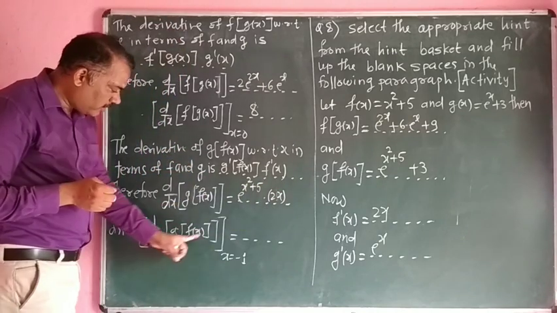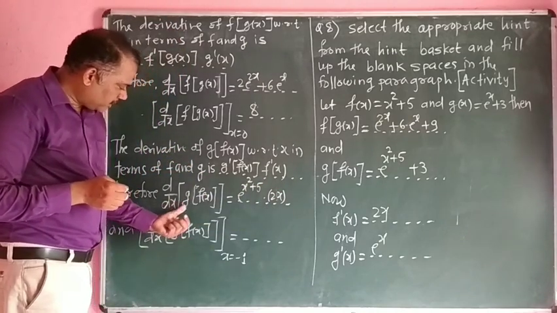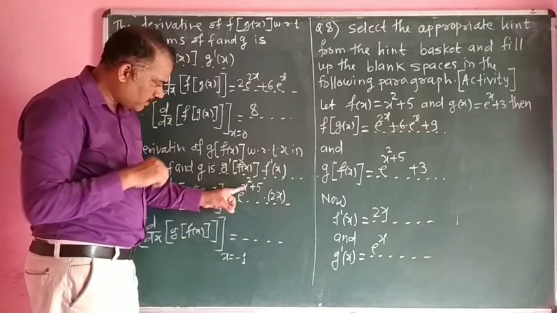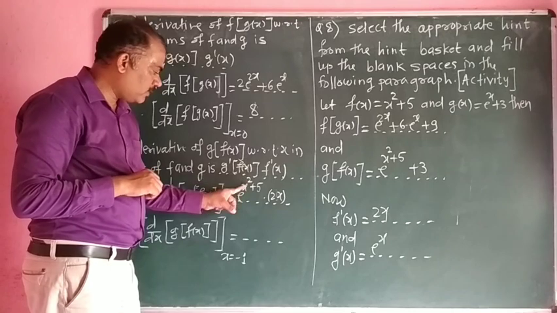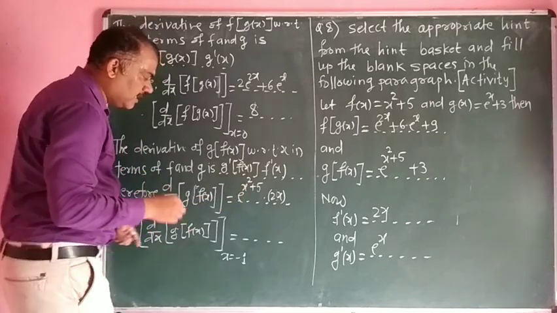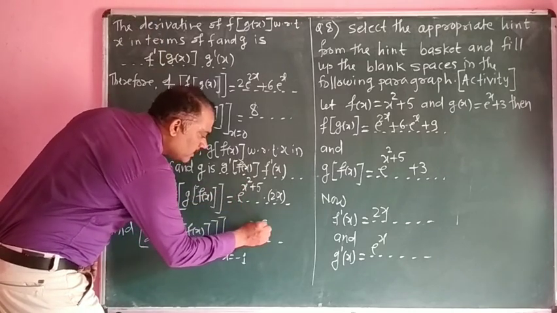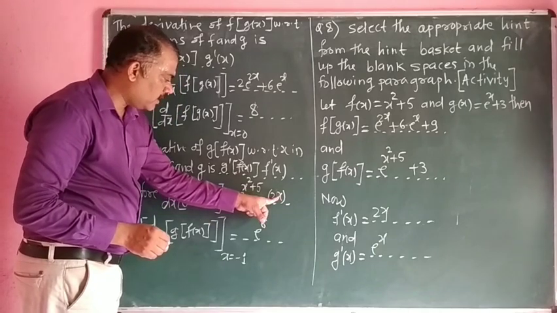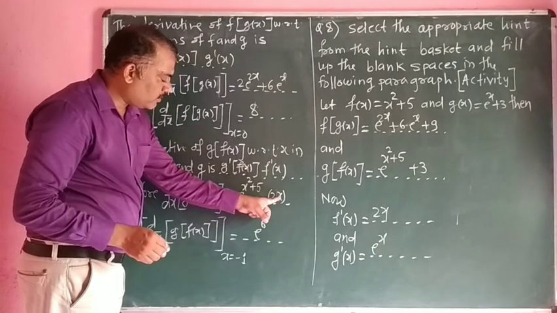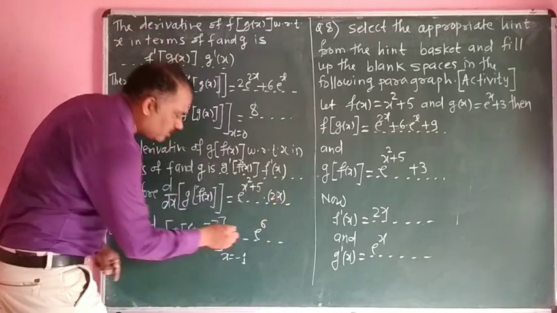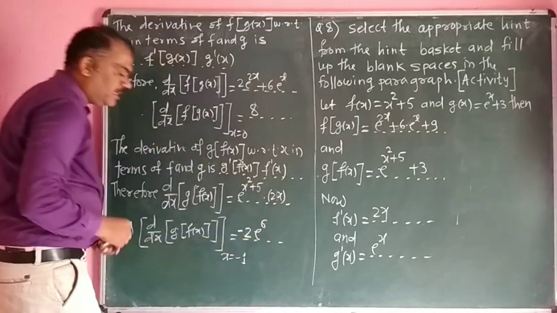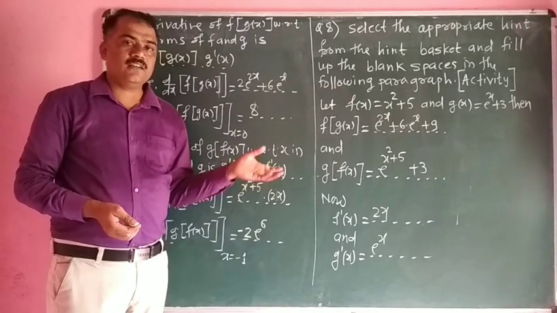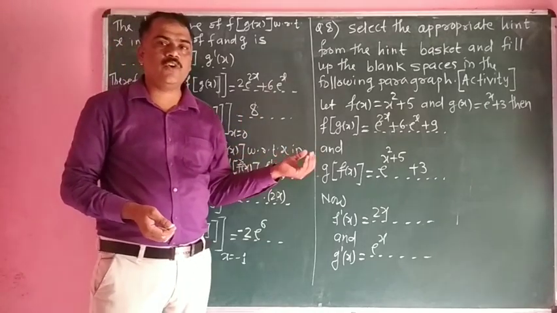Now we have to find the value of this d dx of g of f of x at x equal to minus 1. If we put minus 1 here, minus 1 square is plus 1, plus 5, that is 6. That is e raised to 6. Here we put x equal to minus 1, into 2, that is minus 2. That is minus 2 times e raised to 6, which is question number 8. We can complete the exercise 1.1.